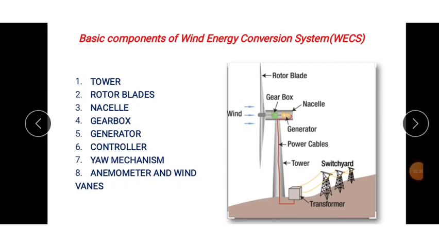Next one is yaw mechanism. Yaw mechanism aligns the rotor blades according to the orientation of wind. And the last one is anemometer and wind vanes. Anemometer measures the wind speed and wind vanes measure the wind direction. So these are the basic components of wind energy conversion system.